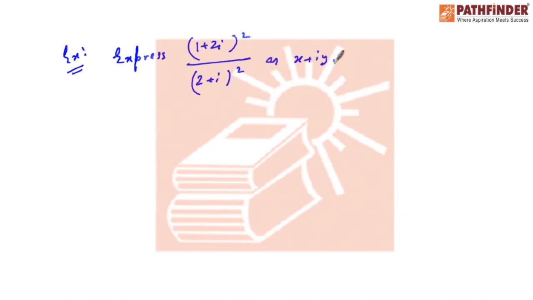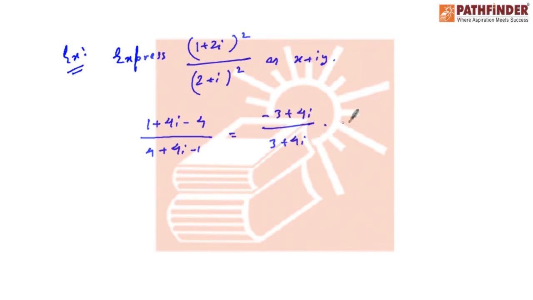This question asks you to express (1 plus 2i) whole squared by (2 plus i) whole squared in the form of x plus iy, that is in the standard form. So obviously (1 plus 2i) whole squared is 1 plus 4 iota minus 4. (2 plus i) whole square is 4 plus 4 iota minus 1, which when simplified gives you (minus 3 plus 4i) by (3 plus 4i).